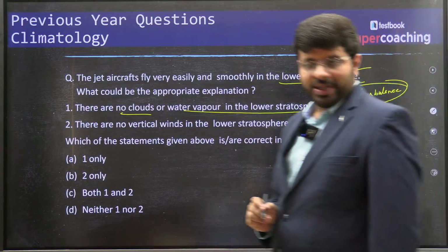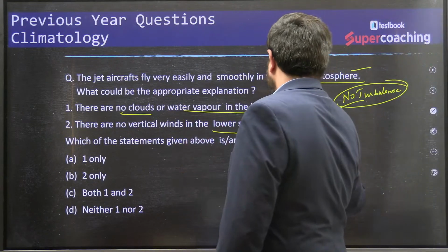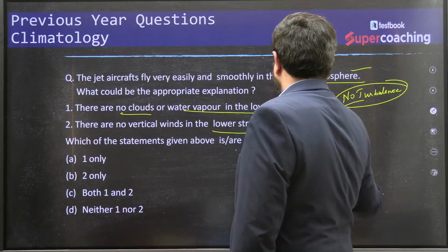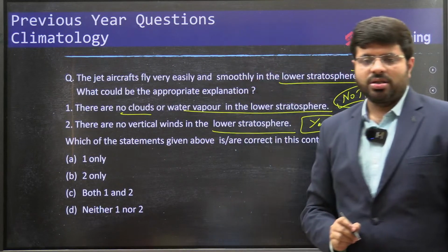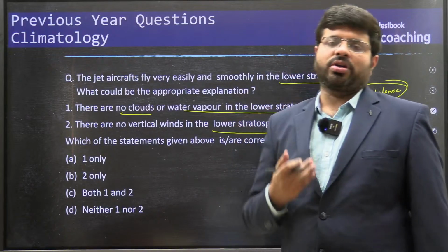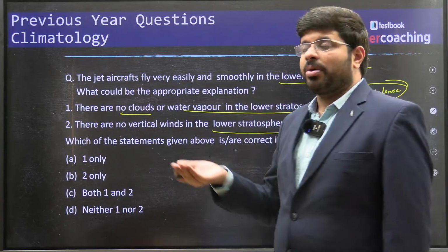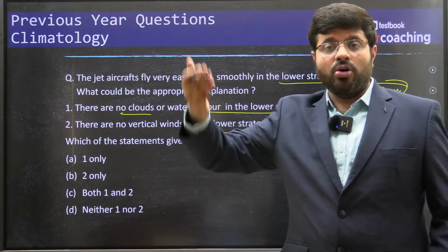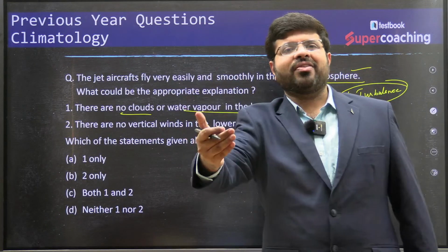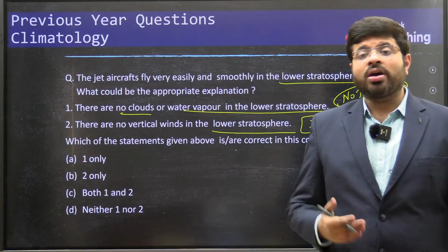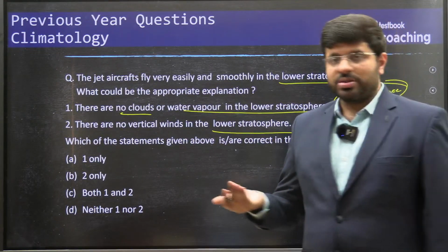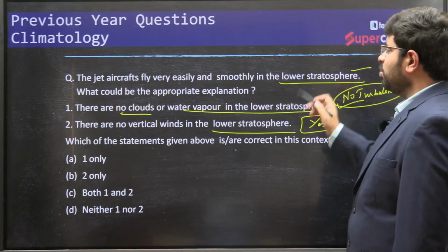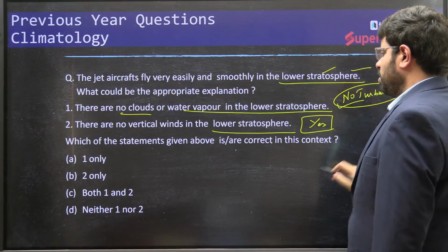There are no vertical winds in the lower stratosphere. Yes, there are no vertical winds as such, because of which things are smoother. The majority of the weather phenomena occur in the troposphere, and as you go above it, it is clear, which makes it easier for long-duration flights to travel. That is the reason why jet aircraft travel smoothly in the lower stratosphere.